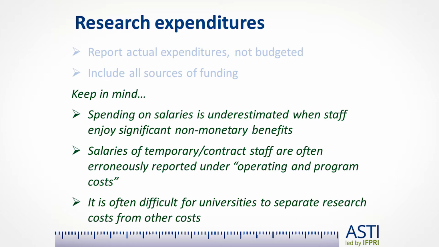ASTI does not collect any financial information from universities, and we're actually looking into ways of getting a better sense of the expenditures of universities. But so far, ASTI has not collected any financial information from universities because it's very difficult for universities to provide this information simply because of their mandate. Typically, a university might, for example, spend 80% of its time on teaching and 20% of its time on research.